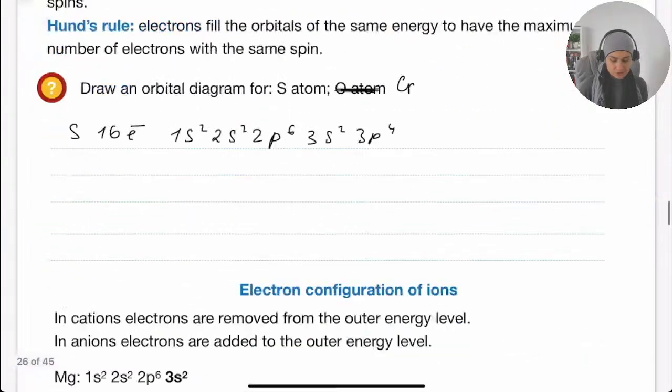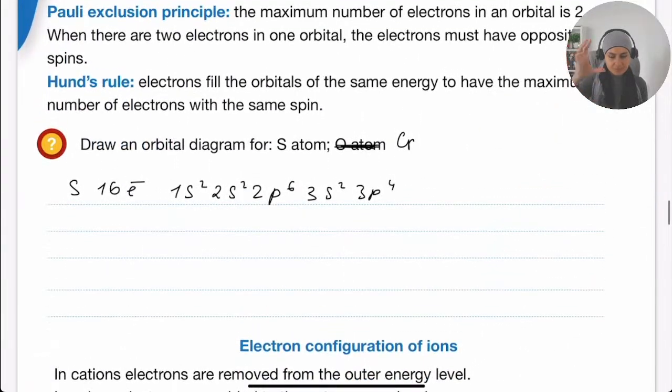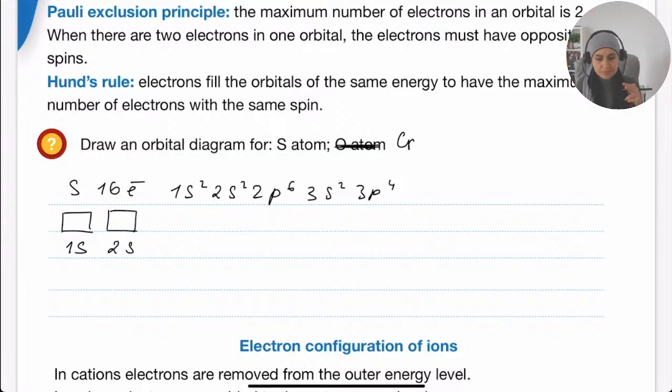Usually in the questions, they would either have the printed version of the squares, so that it goes in increasing energy. If they don't have the printed version of the squares, then you can write them in one line for IB. That's fine. So 1s, s is always 1 square. 2s, again it's s, so 1 square.